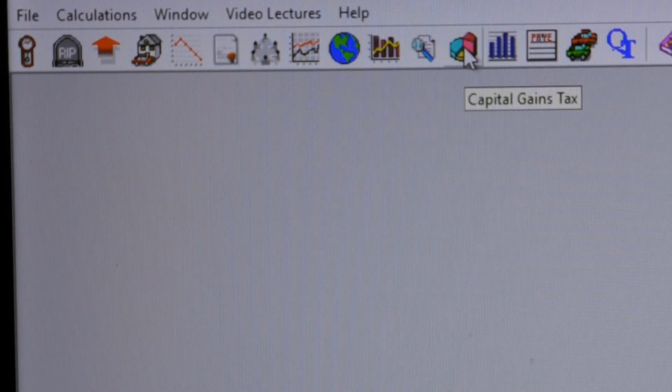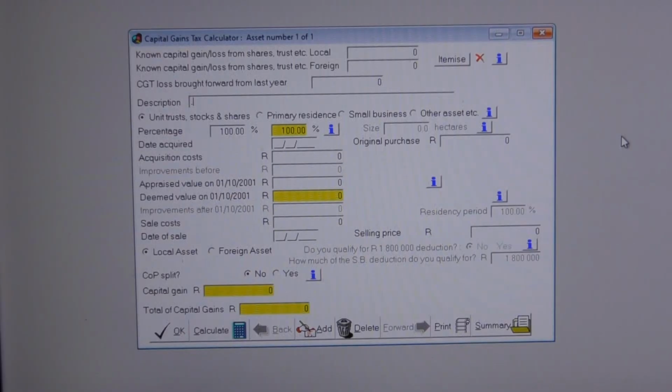This calculator opens the capital gains tax calculator. The program's capital gains tax calculator is very comprehensive and caters for both local and foreign gains listed on certificates from trusts, investment funds, etc., as well as determining the gains on primary residence, other assets, small business sales, etc. Partnerships and community of property transactions, time apportioned base cost, and the 80% 20% methods of determining base costs and gains are all catered for, as well as residency periods of primary residence, etc.